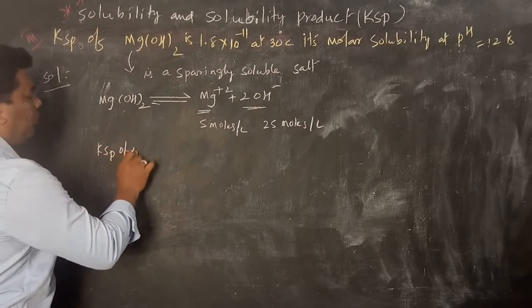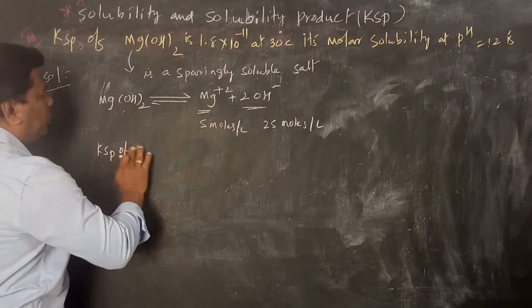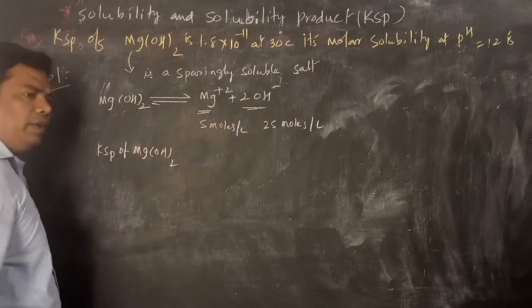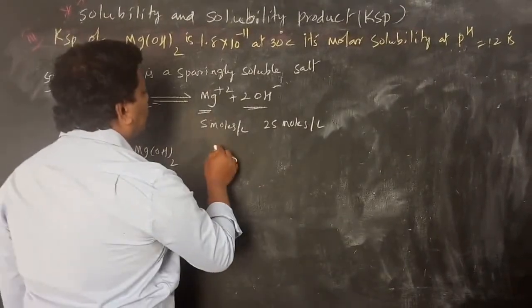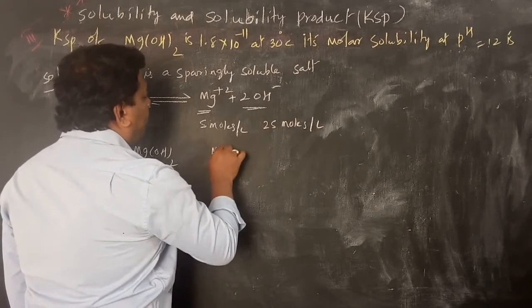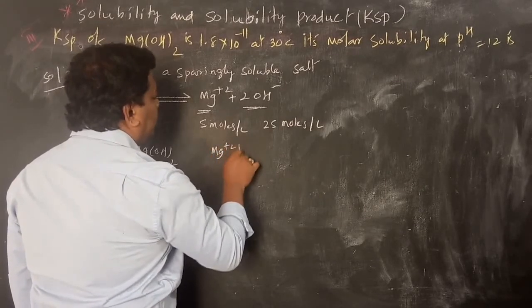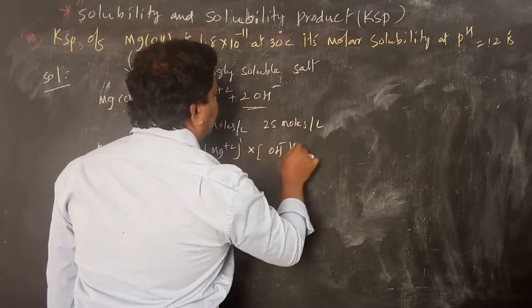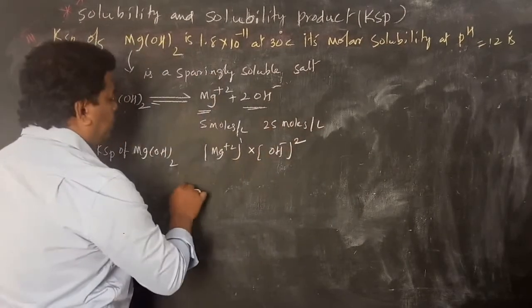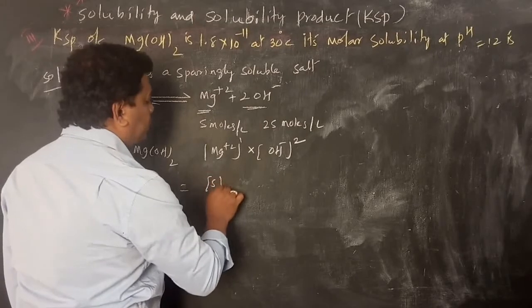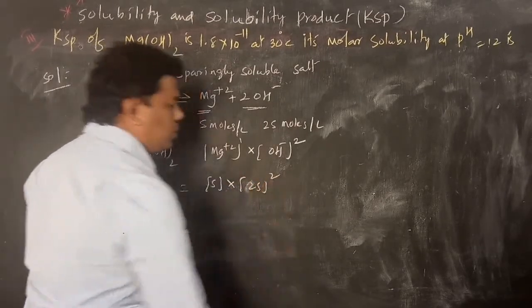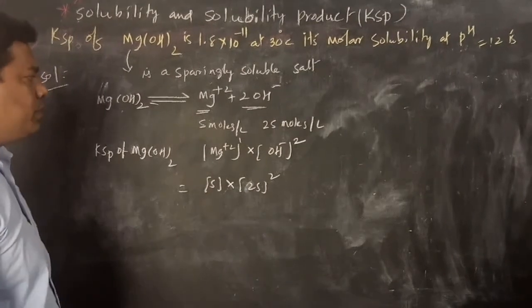Ksp of Mg(OH)2 is equal to Mg plus 2 to the power of 1 into OH minus whole square. So that is equal to S into 2S whole square.